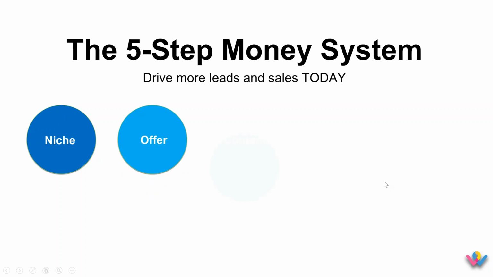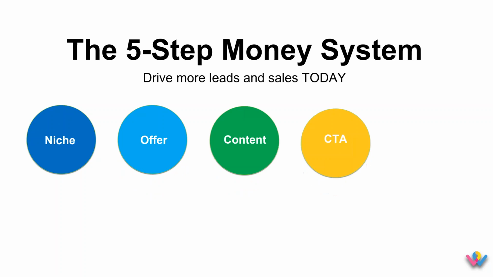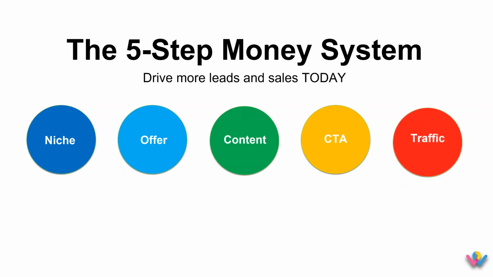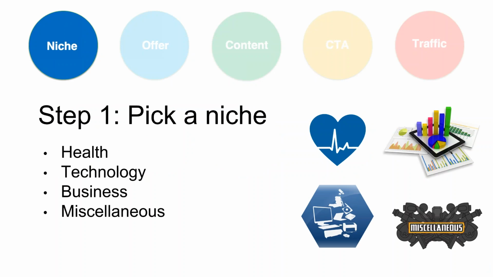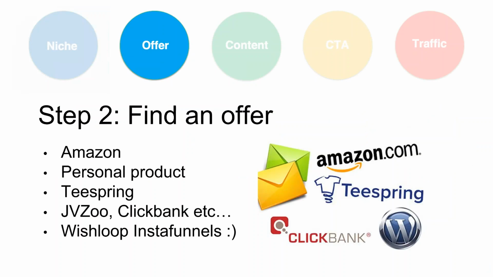So great. Next thing we're gonna do is we're gonna find an offer, okay? 3, we're gonna find content. We're gonna create a call to action, and then we're gonna drive some traffic. So niche, offer, content, call to action, and traffic. It's very, very simple. So number 1, we're gonna pick a niche. So let's say broad niches like health, technology, business, or miscellaneous, right?